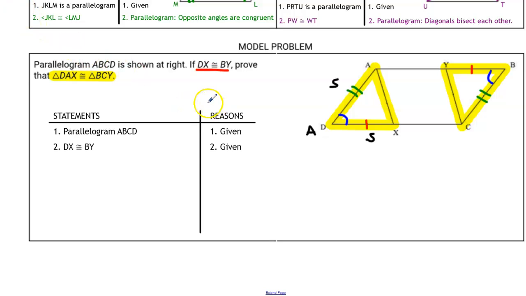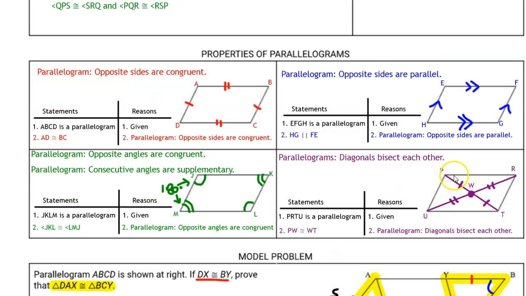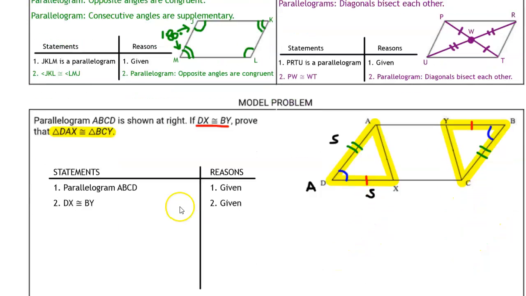All right, so far it's been pretty standard, pretty straightforward. It says that parallelogram ABCD is shown at right, so I'm going to write parallelogram ABCD, which is given to us. It also tells us that DX is congruent to BY, which is here in the givens, and of course we write given. The next thing that I wanted to prove is that this angle is congruent to this angle, and if we look back to our reference, we're able to see that opposite angles are congruent. That's the reason that we're going to use.